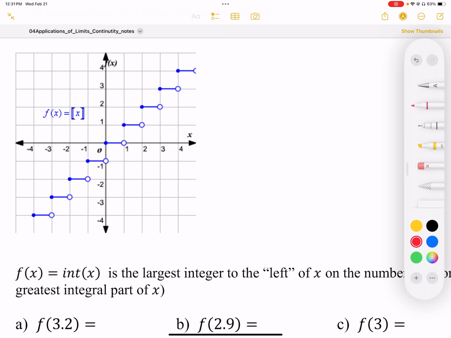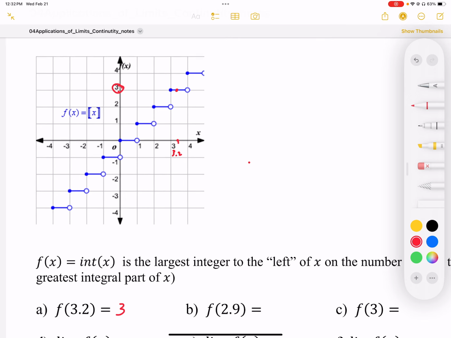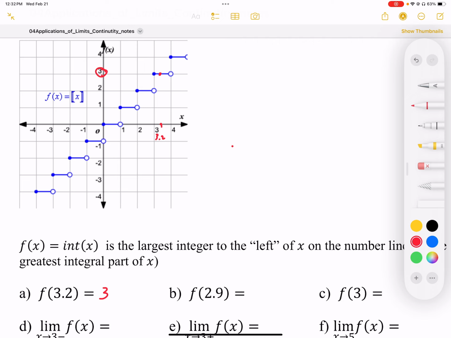An example here would be f of 3.2. If I take a look at where 3.2 is, 3.2 is about here, and the y coordinate is there. So the largest integer value of that 3.2 is going to be y equals 3. So it looks like that.